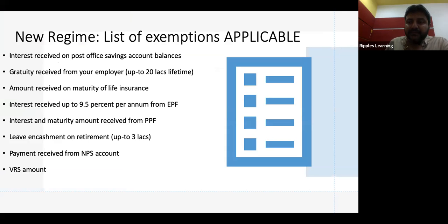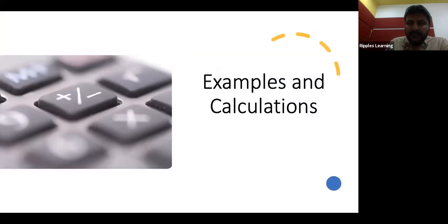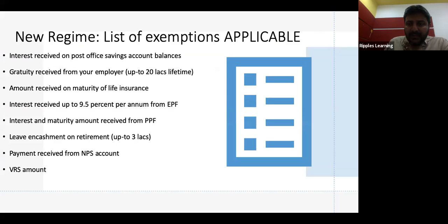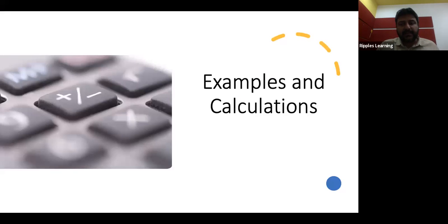Is it clear? Is it clear, everyone? Wonderful, great. So now let's take an example. Now we will take a very interesting example, and we will see 2 rounds of calculation.